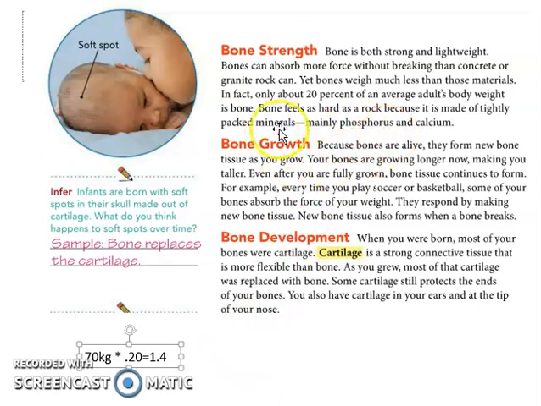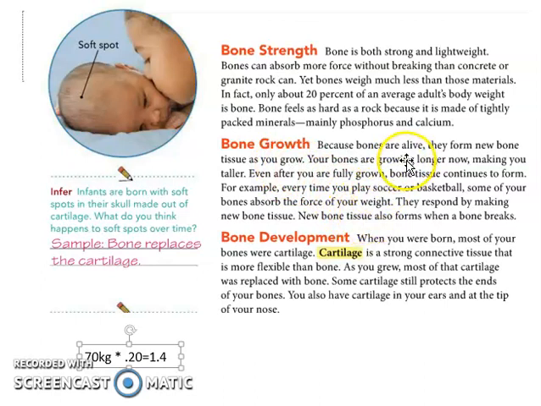Here it says, bone feels as hard as a rock because it is made up of tightly packed minerals, mainly phosphorus and calcium. Okay, you can find calcium in milk, yogurt, any dairy product, and meat. So those minerals could make your bones even stronger. Okay, so another characteristic of bone is that our bone is growing.